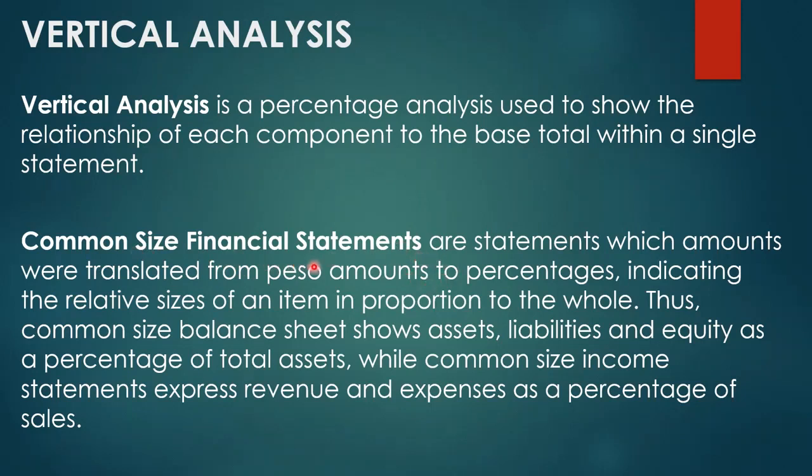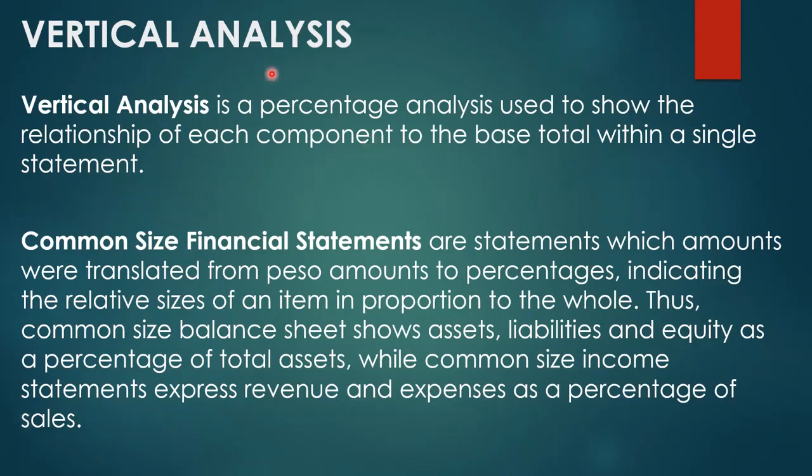Where these common size financial statements are statements whose amounts were translated from peso amounts to percentages, indicating the relative size of an item in proportion to the whole. Thus, the common size balance sheet shows assets, liabilities, and equity as a percentage of total assets, while the common size income statement expresses revenue and expenses as a percentage of sales.